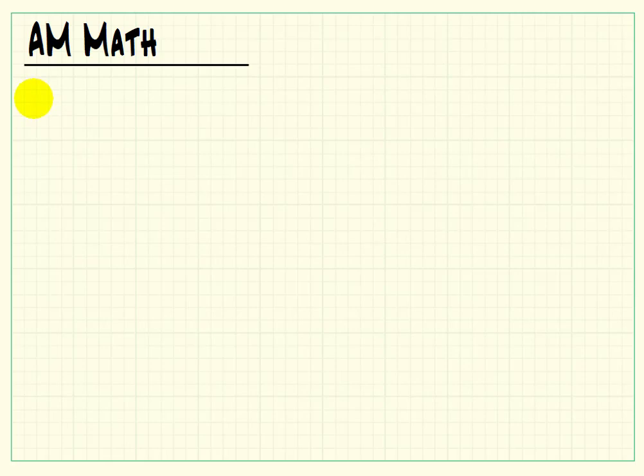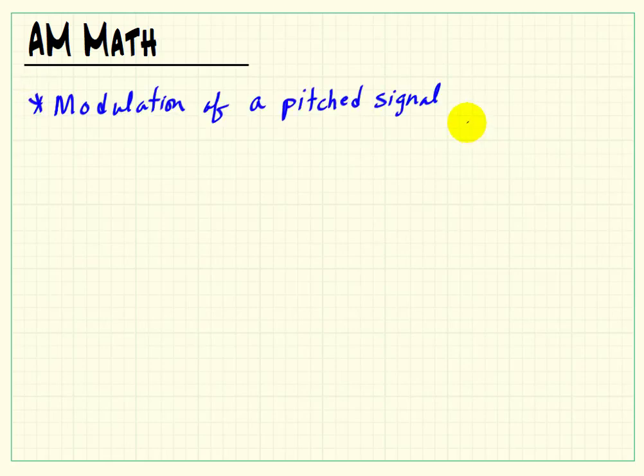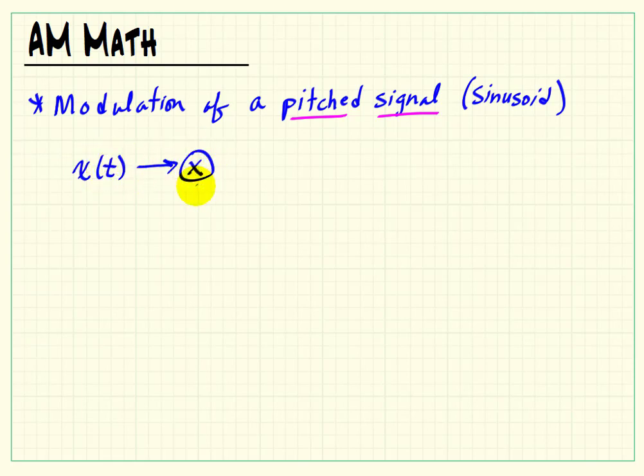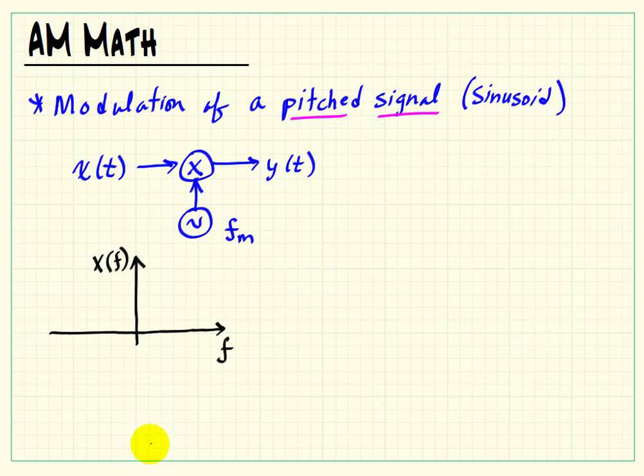Let's consider the idea of amplitude modulating a signal which is a pitched signal. And we'll keep things simple, so I'll say it's specifically a sinusoidal signal. In terms of a block diagram, we could say that we have our source signal x of t modulated by a sinusoid at frequency fm. So again, the modulation means we're multiplying it by a sinusoid, and that produces the output signal y of t.